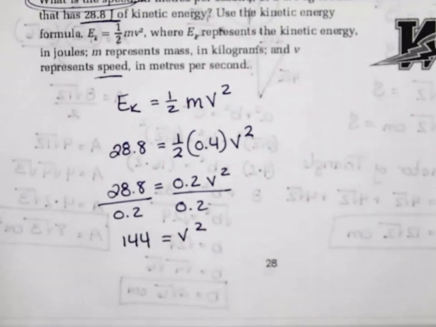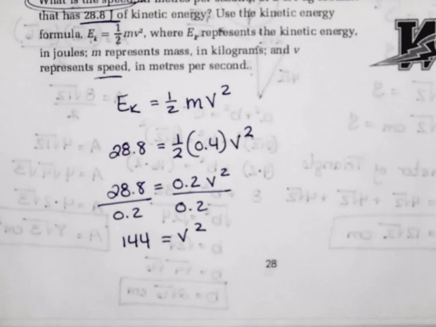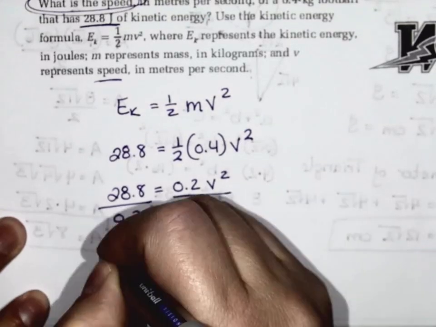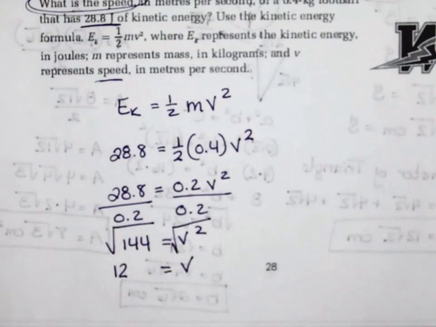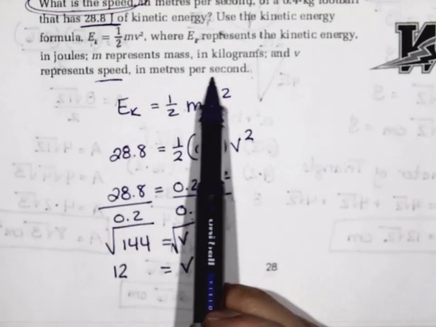Oh, does anybody see what 144 is? It's a perfect square, right? 144 is a perfect square. But 12 what? Meters per second. It's given in the equation here.